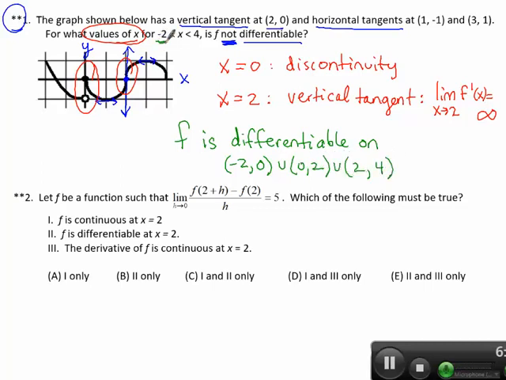Remember, we're only going from -2 to 4, and these are the two places where we have a not differentiable location. Let's take a look at the second one, also from an AP exam.